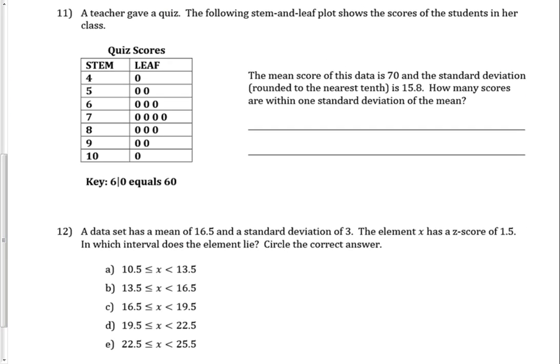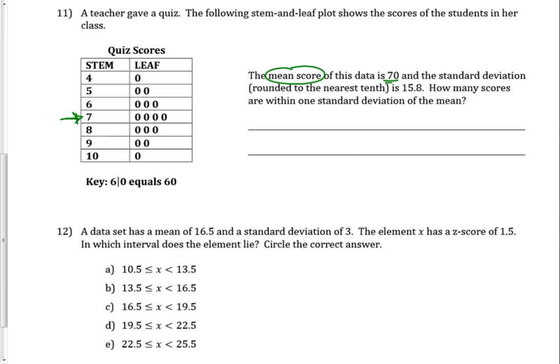Number 11, depending on when you're watching this video, we may or may not have covered this in class yet. If you haven't seen it yet, it's pretty straightforward, and we will cover it in class over the next couple weeks. Let's take a look at this. The mean score, mean refers to the average, so that's 70. So right here, there's the mean at 70.